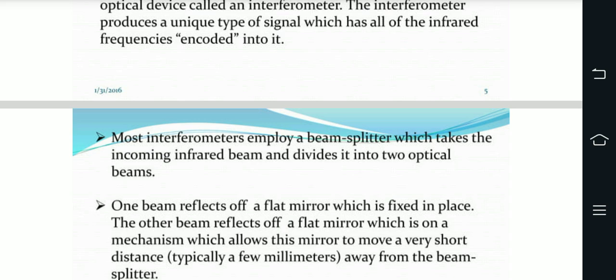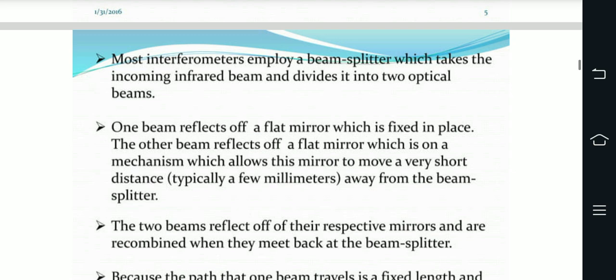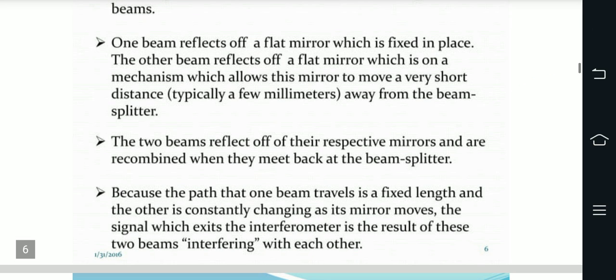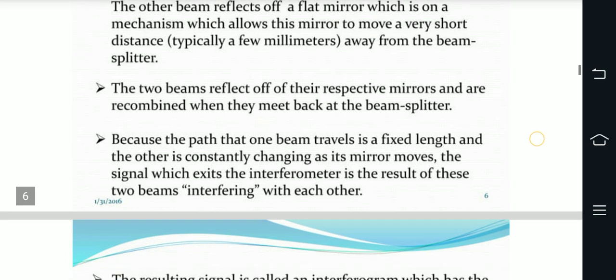Most interferometers employ a beam splitter which takes the incoming infrared beam and divides it into two optical beams. One beam reflects off a flat mirror which is fixed in place. The other beam reflects off a flat mirror which is on a mechanism which allows this mirror to move a very short distance, typically a few millimeters, away from the beam splitter. The two beams reflect off their respective mirrors and are recombined when they meet back at the beam splitter. Because the path that one beam travels is a fixed length and the other is constantly changing as its mirror moves, the signal which exists in the interferometer is the result of these two beams interfering with each other.